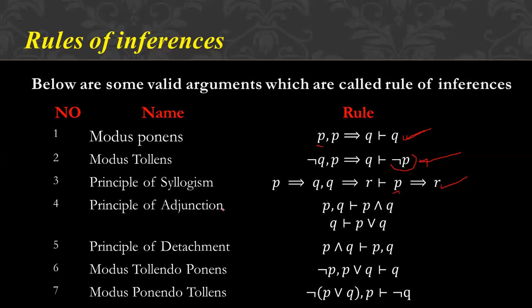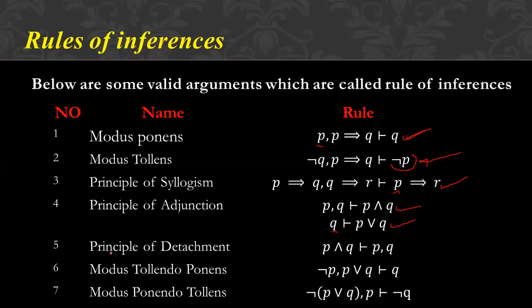Next one is the principle of adjunction. We have P here, we have Q here, the conclusion is P and Q. If both P and Q are true at the same time, P and Q is also true, and this is valid. Another way of writing it, if we have the premise Q and P or Q as the conclusion, if Q is true, whatever the truth value of P is, P or Q is true, so P or Q is true whenever the premise Q is true. Therefore it is also valid, and this rule is said to be the principle of adjunction.